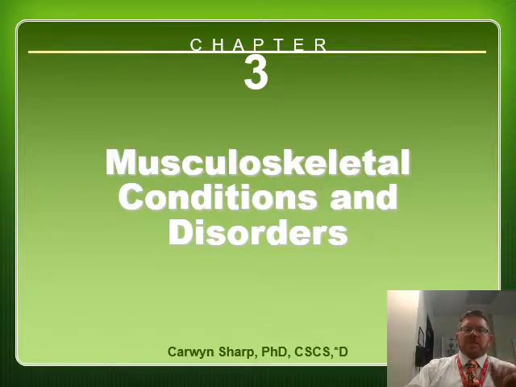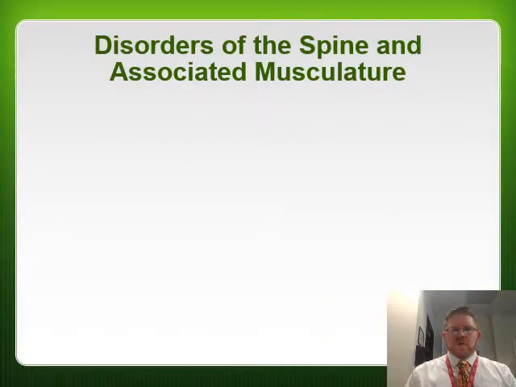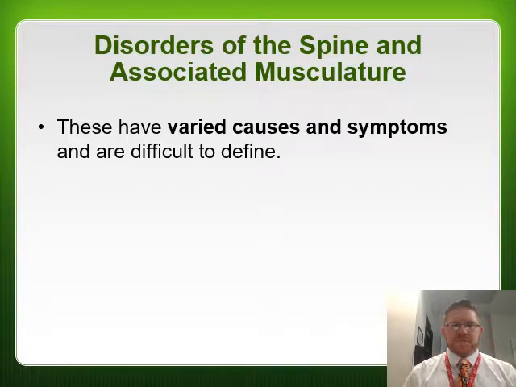We're going to go over musculoskeletal conditions and disorders. That's going to be our topic for Chapter 3. Okay, here we go. So let's start with disorders of the spine and the associated musculature surrounding the spine.